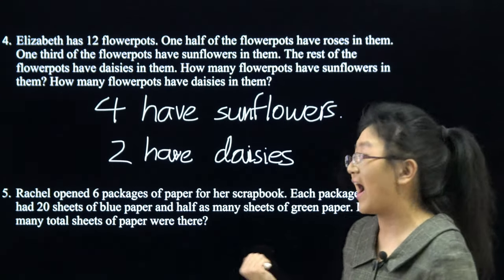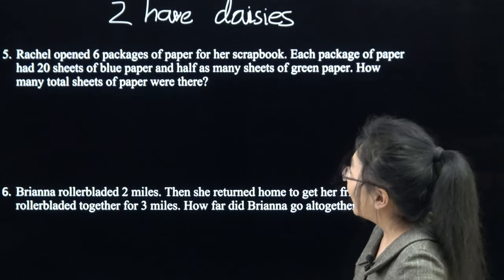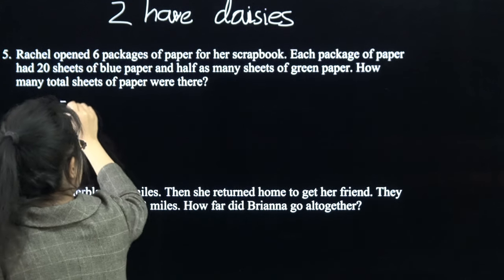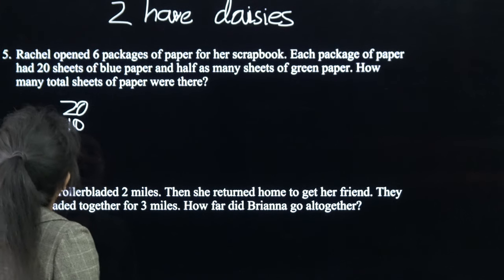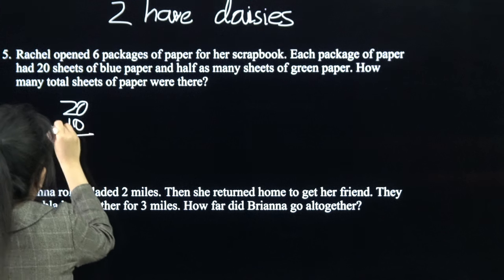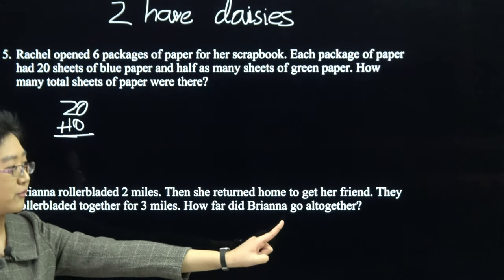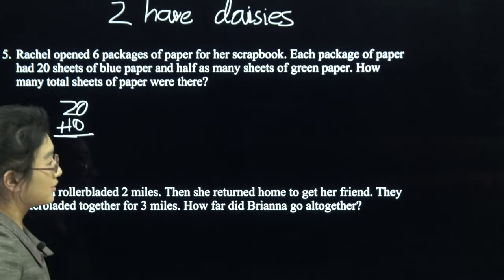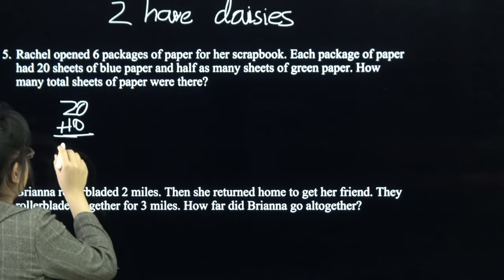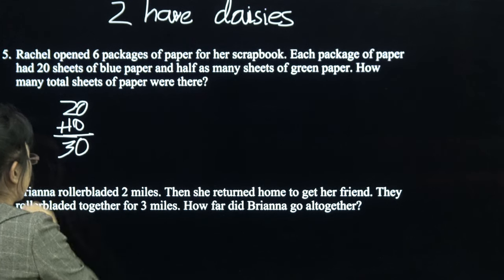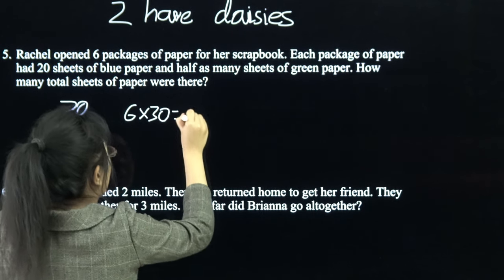Now we move on to question number 5. Rachel opened 6 packages of paper for her scrapbook. Each package of paper had 20 sheets of blue paper and half as many sheets of green paper. So what's half of 20? 10. Well, 20 divided by 2 is 10. How many total sheets of paper were there? So in one package, assuming that this isn't a trick question, it's like, no, there's an infinite number of red paper. Yeah. That'd be bad. But assuming that there's only blue paper and green paper, which is kind of weird, but okay, then there'd be 30 sheets of paper in each package. And she opens 6 packages. So 6 times 30 equals 180.